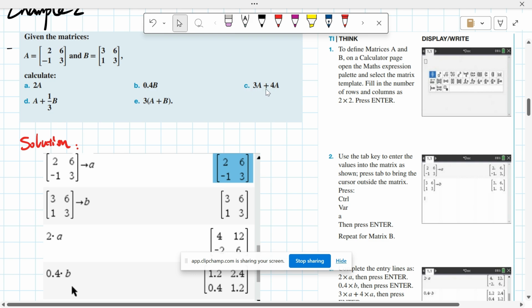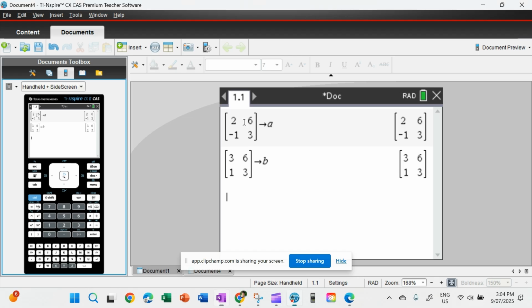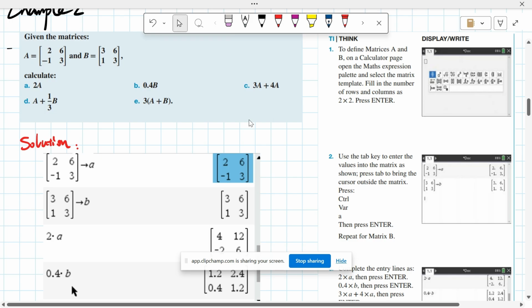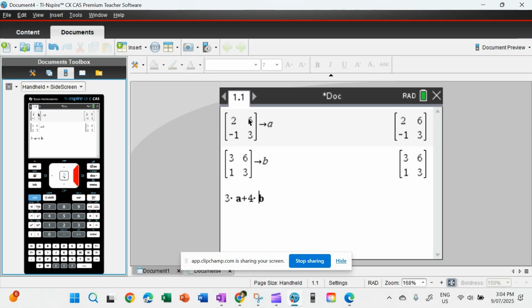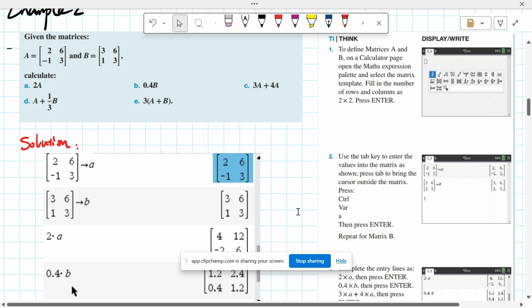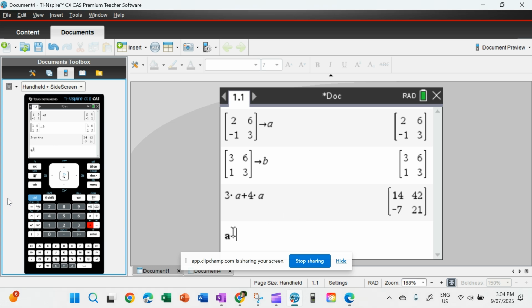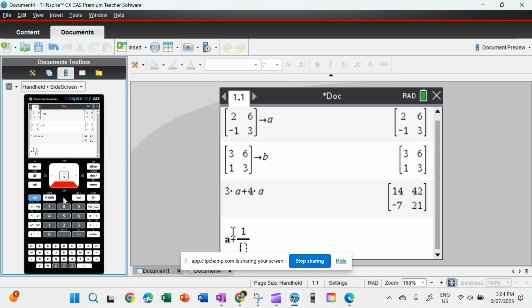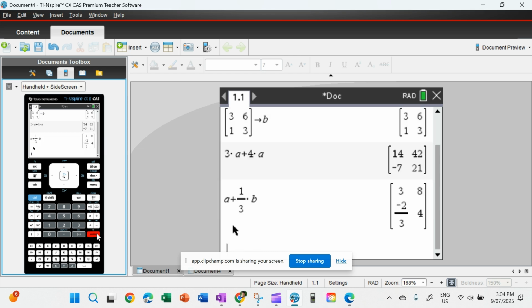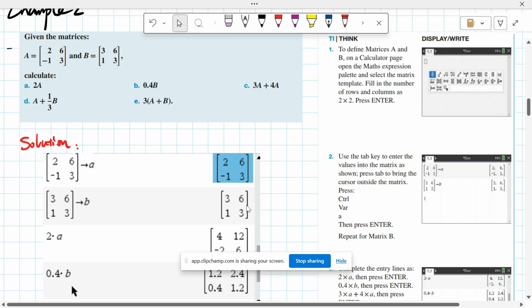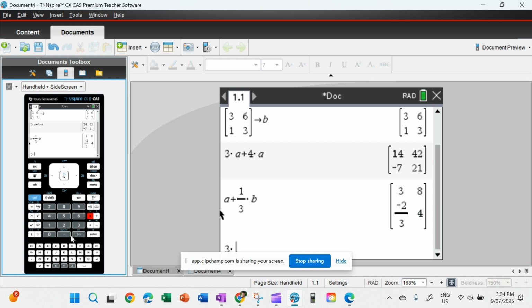Let's do a quick question: C, D and E. All right, so C is 3 times A plus 3 times B. That's 4 times A. Sorry, 4 times A. That's the answer to that question. And the next one is A plus one-third, multiplied by B. So that's another answer. And you can see it's pretty much the basic, what you have on A plus B.